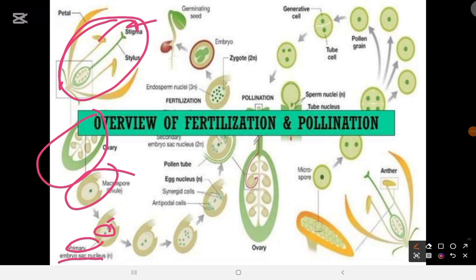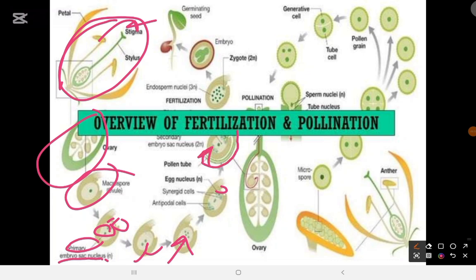This is the primary embryo sac nucleus, but these sex cells are going to divide by meiosis, and they become several nuclei created inside of these ovals. By meiotic divisions, of course, we also have synergid cells that get created. The synergid cells are the ones that produce hormones that direct the growth of the pollen tube.